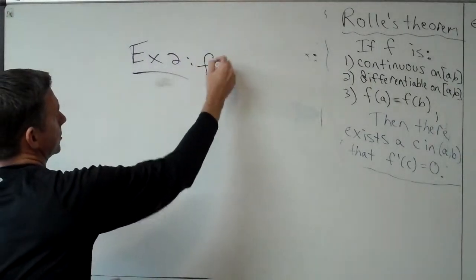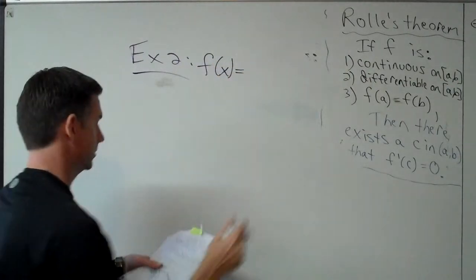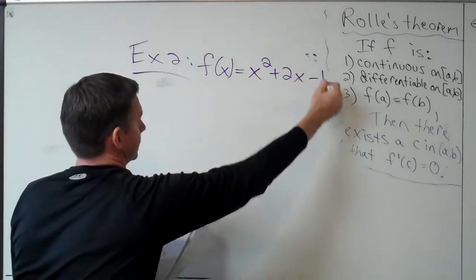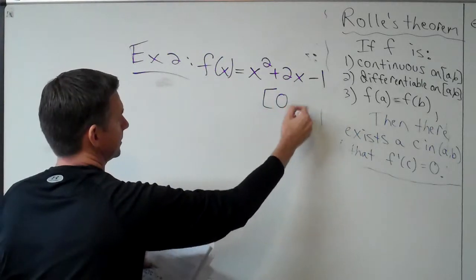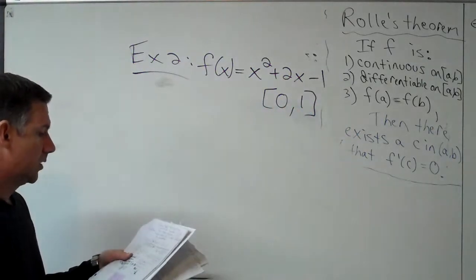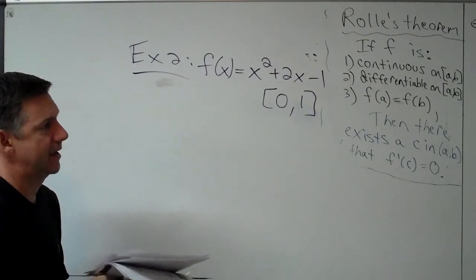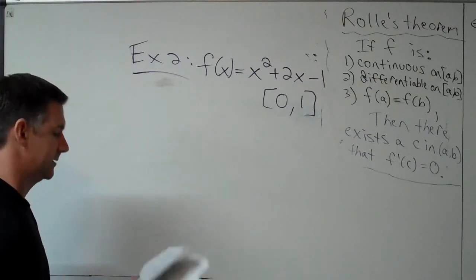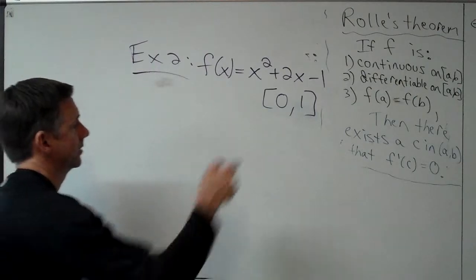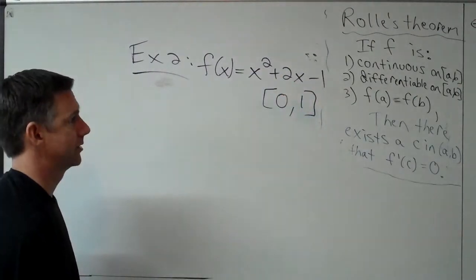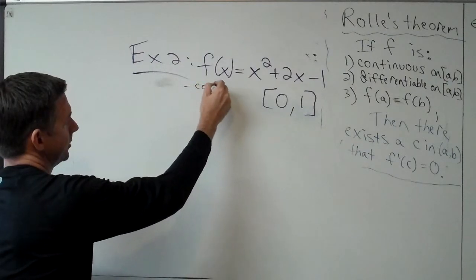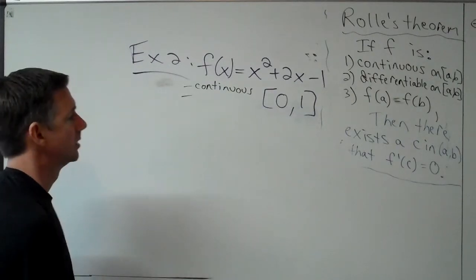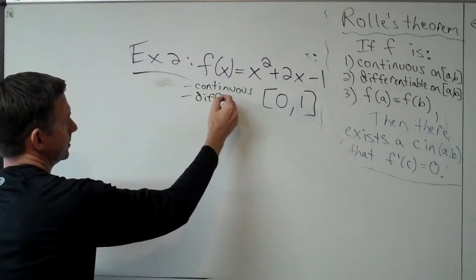So we have the function f of x equals x squared plus 2x minus 1, and they give us the interval 0 to 1. What we need to do is see if it satisfies the hypothesis. The hypothesis for the mean value theorem is that it has to be continuous. We look at it and it's a polynomial, a parabola, so it's going to be continuous. And is it differentiable everywhere? Does it have any issues? No, it's fine, so it's differentiable everywhere.